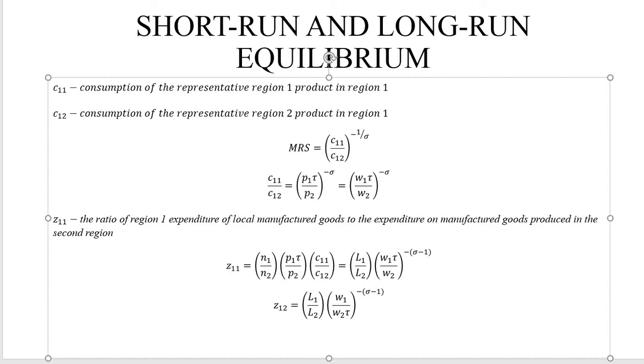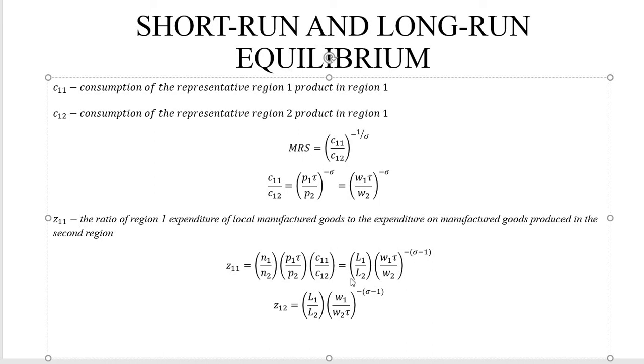So one of the implications of zero profit equilibrium is that the ratio of the number of goods produced in the region to the number of goods produced in the other region should be proportional to the relative size of the labor force. So that's why we replace N1 over N2 with L1 over L2. And as we discussed before, the ratio of prices is equal to the ratio of wages. So this is the final result we end up with.